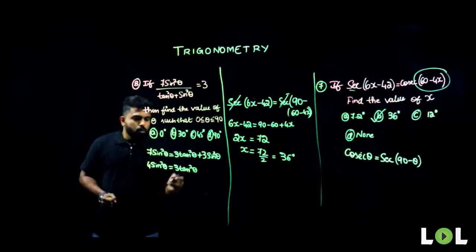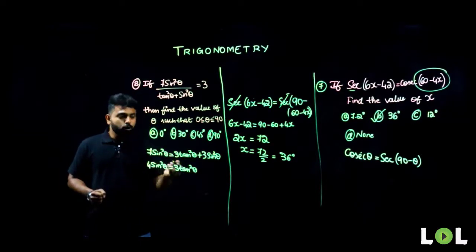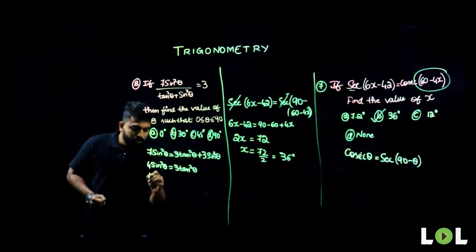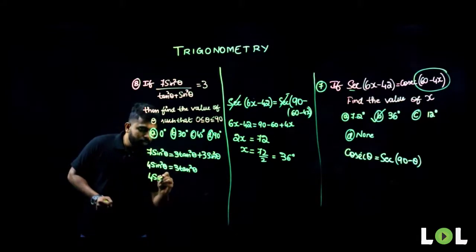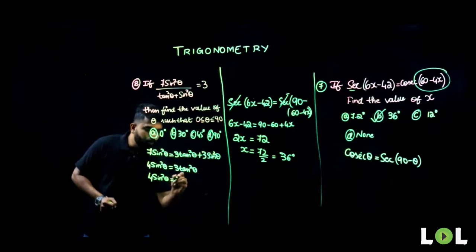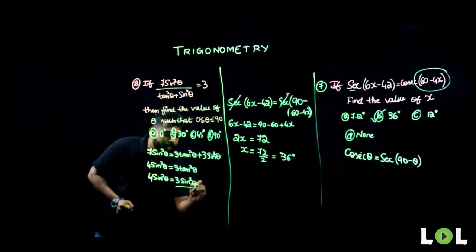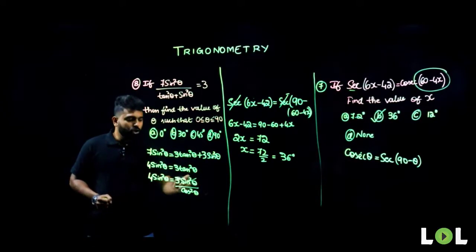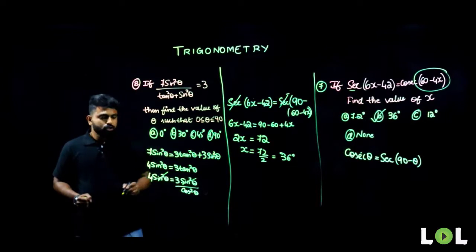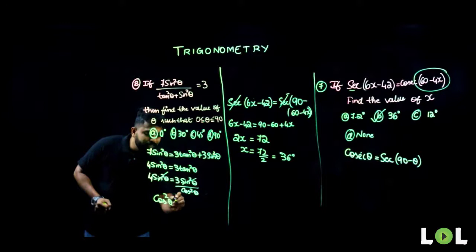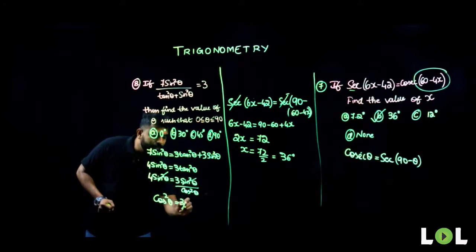Now careful. What can I write tan square theta as? I can also write tan square theta as sin square theta divided by cos square theta. So this will be 4 sin square theta equal to 3 sin square theta divided by cos square theta. Now I can cancel out sin square theta on both sides. What will I be left with? I will be left with cos square theta is equal to 3 by 4.